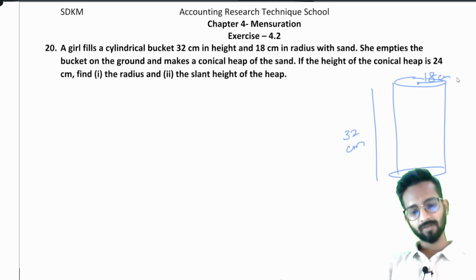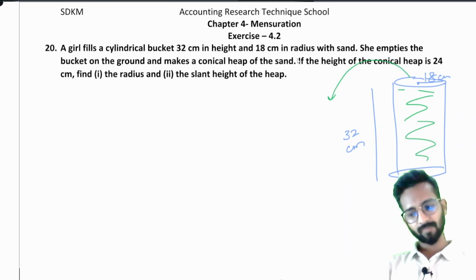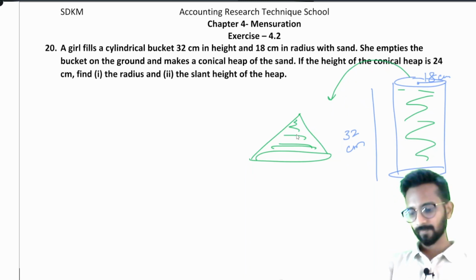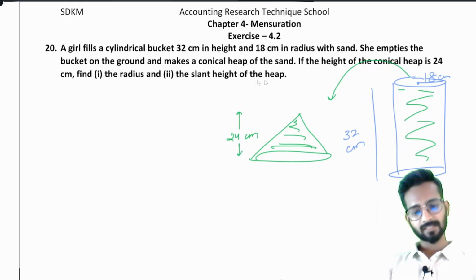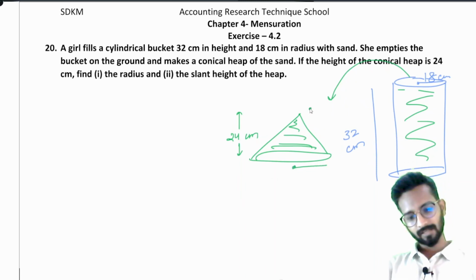She empties the bucket on the ground and makes a conical heap of the sand. Okay, so the sand is here. Now when we are taking out the sand, they are making a conical heap. So this is the conical heap of the sand. If the height of the conical heap is 24 centimeter, find the radius and the slant height of the heap. So we have to find this radius and the slant height, this L of the cone.